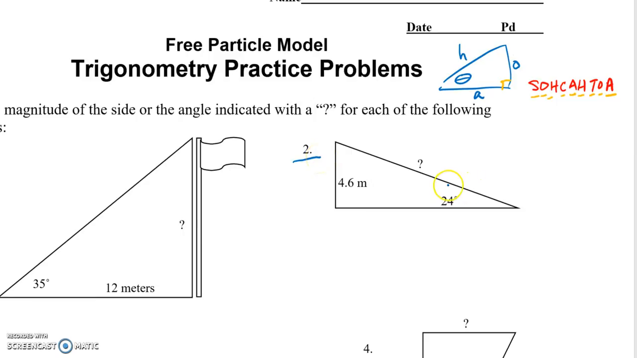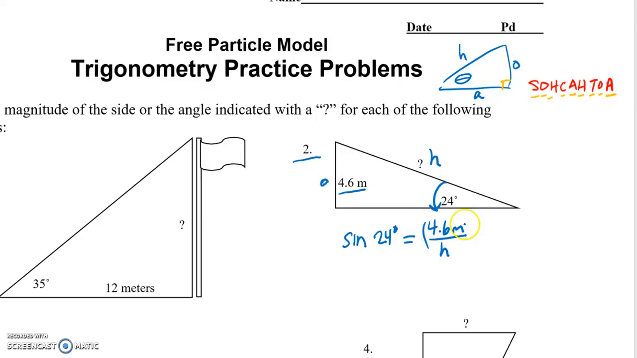Number 2 looks like we know this angle is 24 degrees. We see its opposite side, and we want to know the hypotenuse. So the sine involves those three things. So a sine arrangement will allow the unknown hypotenuse to be solved. The sine of 24 degrees is the opposite side divided by the hypotenuse.